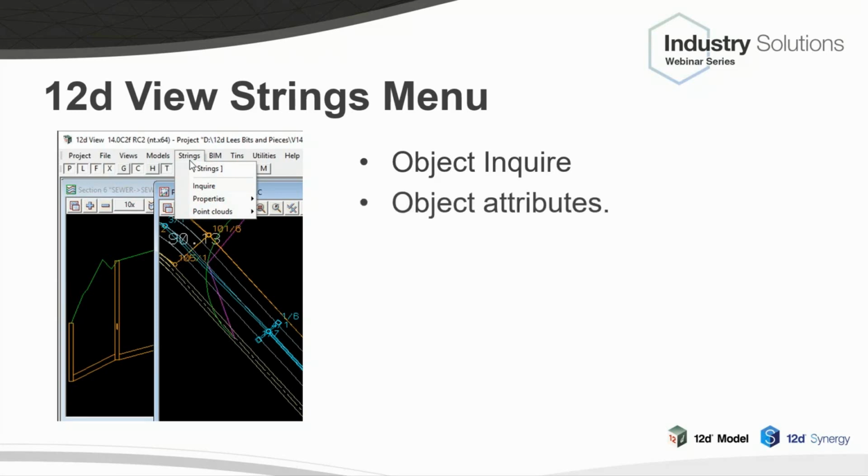And similarly with the properties under there, there's attributes. You can look at attributes not just on a string, but also on things like a trimesh, and tins have attributes as well. So all those are different types of attributes you can look at. So it's not just really strings.